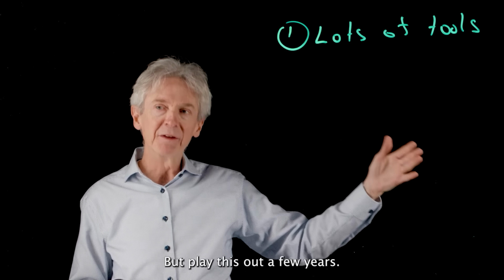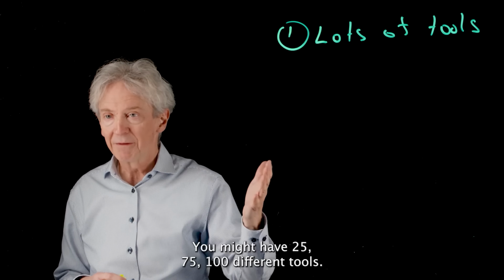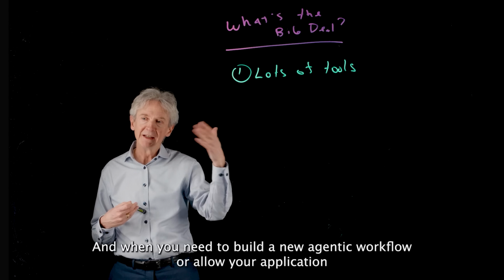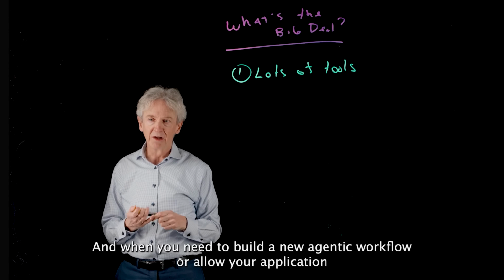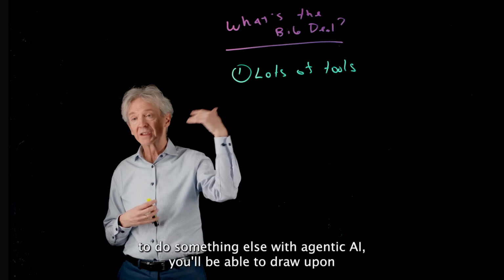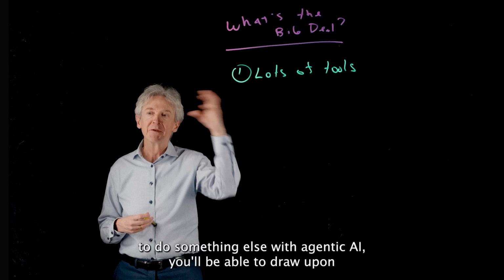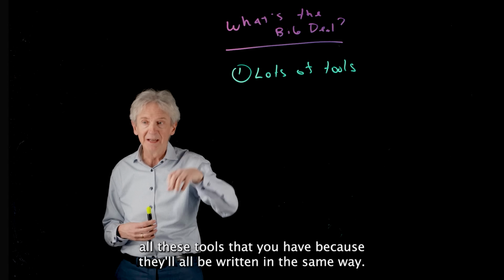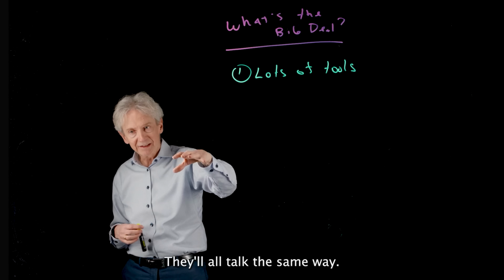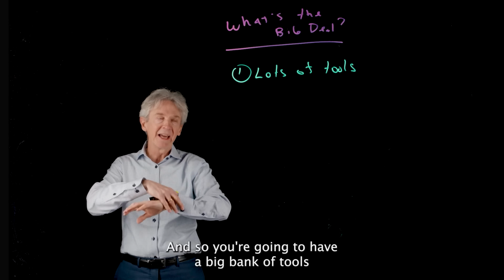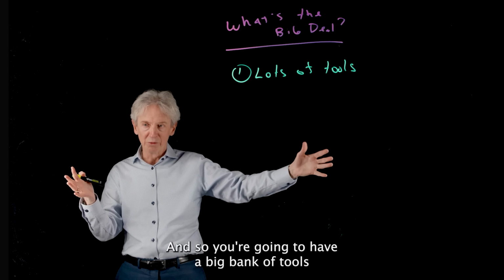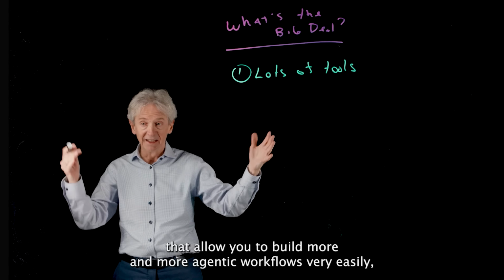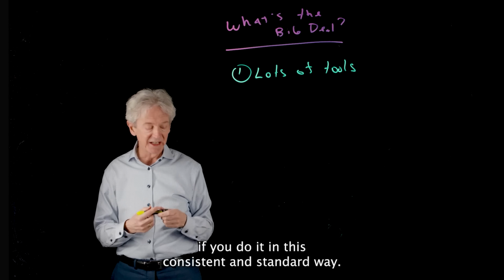But play this out a few years. You might have 25, 75, 100 different tools. And when you need to build a new agentic workflow or allow your application to do something else with agentic AI, you'll be able to draw upon all these tools that you have because they'll all be written in the same way. They'll all talk the same way. And so you're going to have a big bank of tools that allow you to build more and more agentic workflows very easily if you do it in this consistent and standard way.